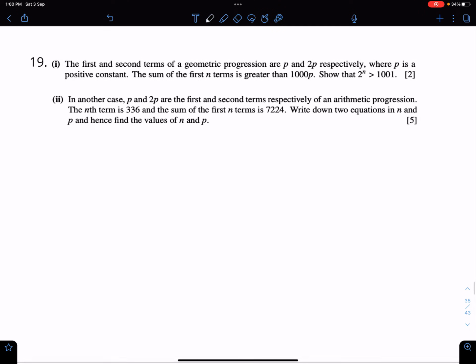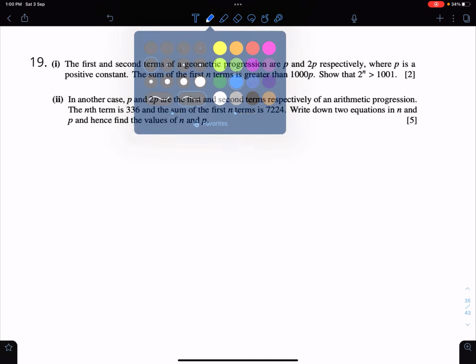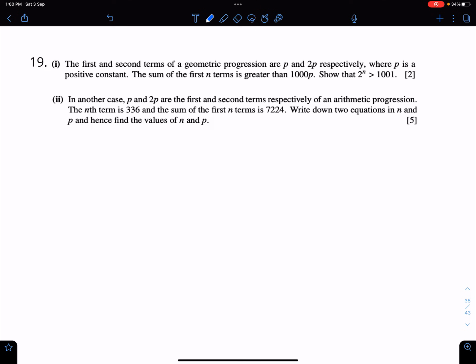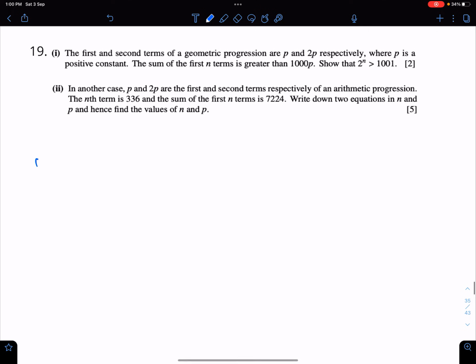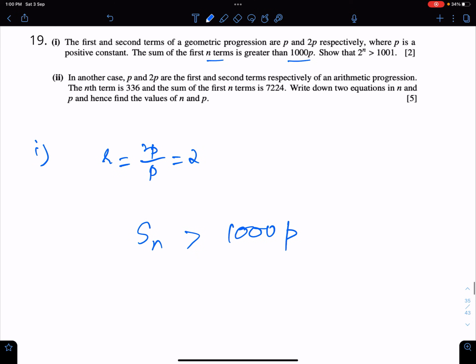Question number 19. The first and second terms of a GP are P and 2P. So R is 2P upon P, so it's 2. Where P is a positive constant, the sum of the first n terms is greater than 1000P. So Sn is greater than 1000P. We have to show this.